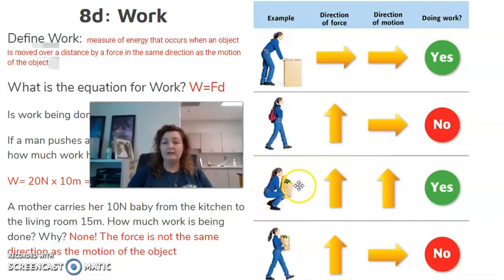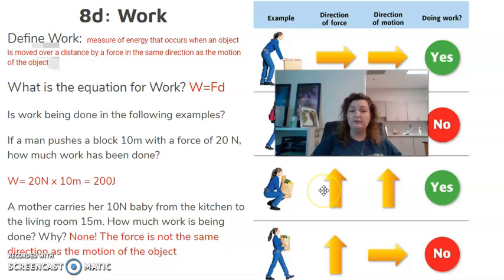If we look at this third scenario, we have a lady picking up a bag of groceries. Your force then is up because you're pulling the bag upwards, and the direction of the bag is going up. Because they're going in the same direction, this is considered work. Our fourth and final example is the lady carrying the bag of groceries into her house, right? In this case, we're still holding the bag up against gravity because otherwise it would fall down, right? But we're moving forward, right? We're walking forward, moving forward, so the bag is moving forward. Because these are not the same direction, no work is being done in this example.